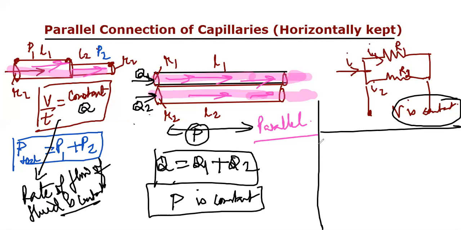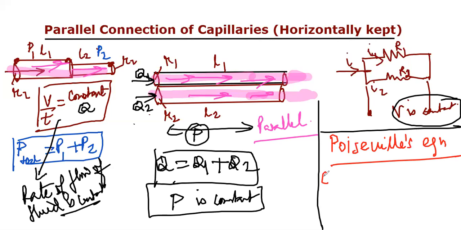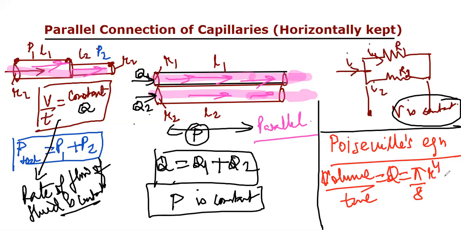I will just ask you to recollect the famous Poiseuille's equation that I have already discussed. If I write down once again the Poiseuille's equation, it will be something like this: the volume per unit time through any capillary, that is also denoted by Q, equals pi by 8 times r to the power 4, and then the pressure difference in the numerator, eta in the denominator, and the length in the denominator.